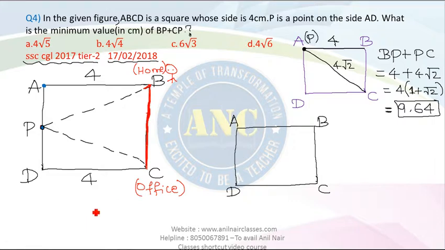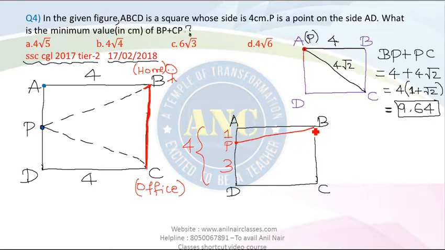Point P was exactly coinciding with A. Now I will make it move little forward, little downward. That means this entire distance is 4 units, 4 centimeter. Let me assume that from A to P it is 1 centimeter. From P to D it is 3 centimeter.